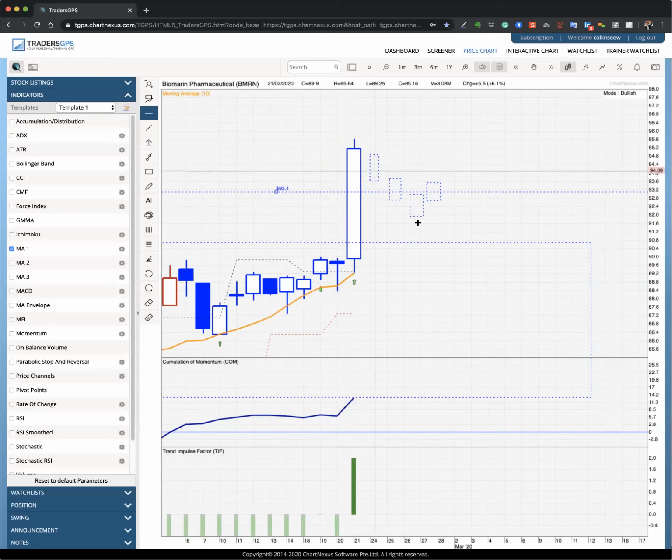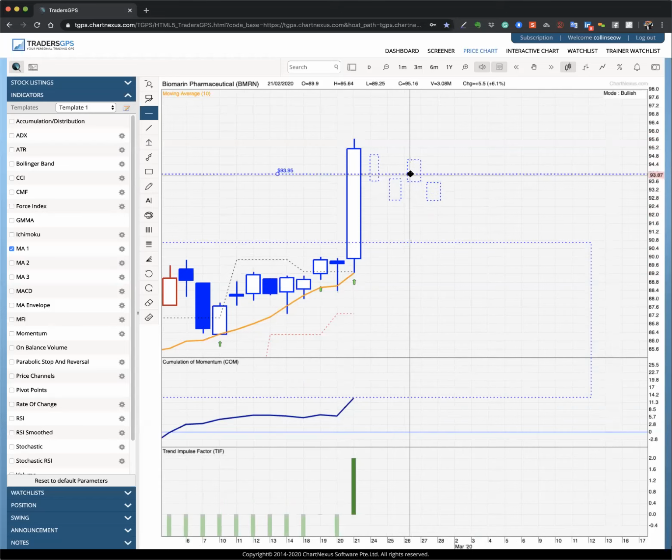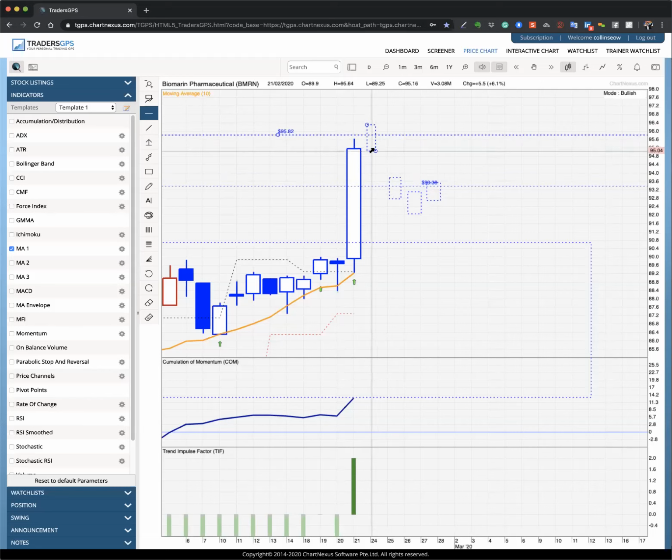Because of this very strong impulse, it may pull back, and it may do this, and then you can enter on this candle here. Or it may do this, and you can enter on this candle here. Or it can immediately clear the high, then you enter immediately, which is rare. But if it immediately clears the high, then you can enter on this candle. Any question? So BMRN. Any question? No, I will go through.